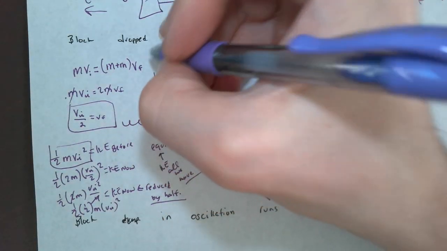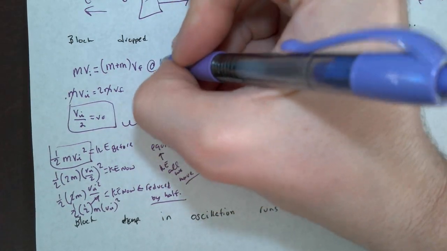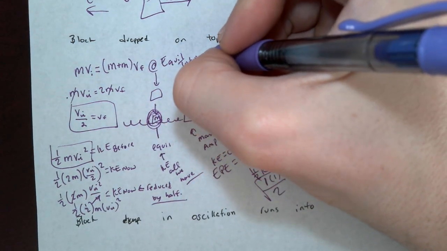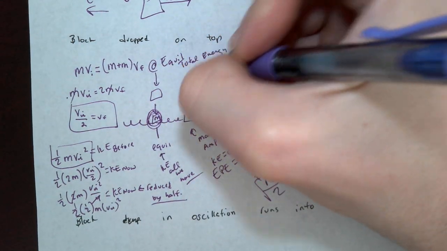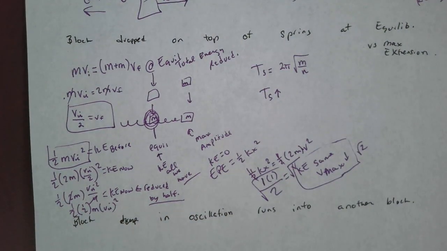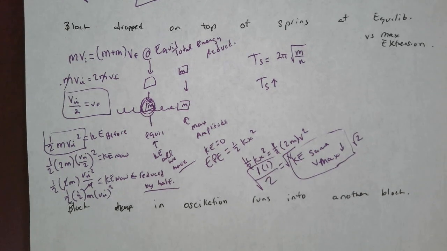So if it gets dropped at equilibrium, total energy will be reduced. If it gets dropped at max amplitude, according to AP, the total energy will be conserved. All right.